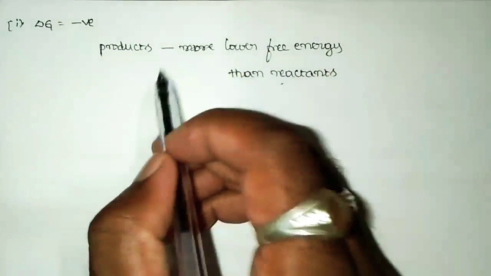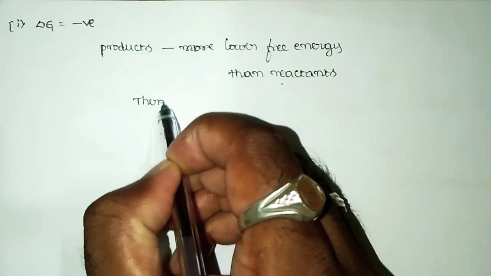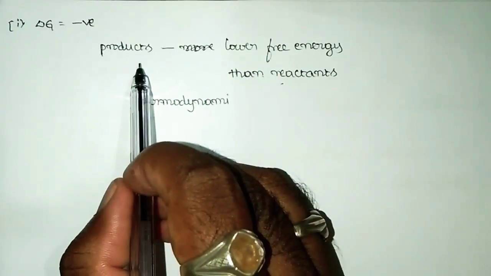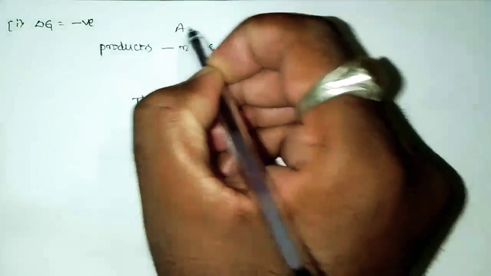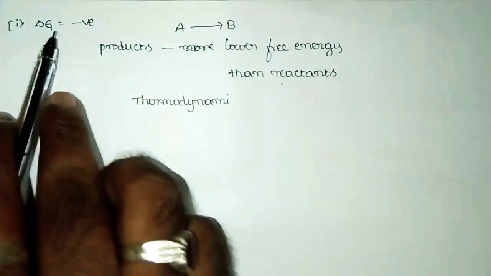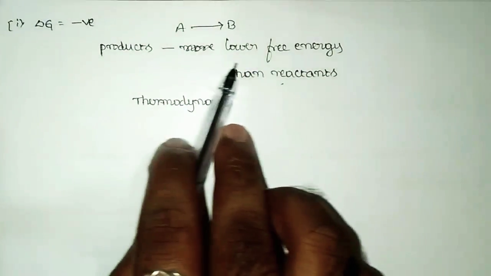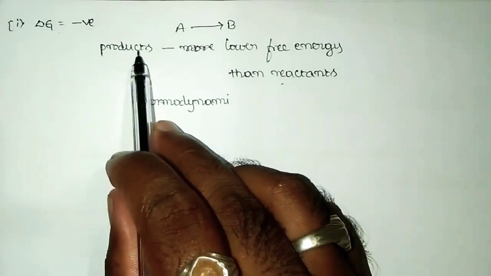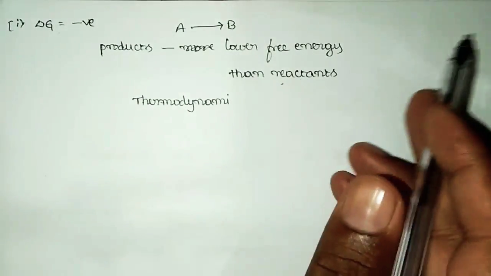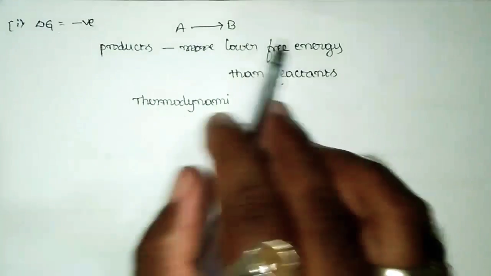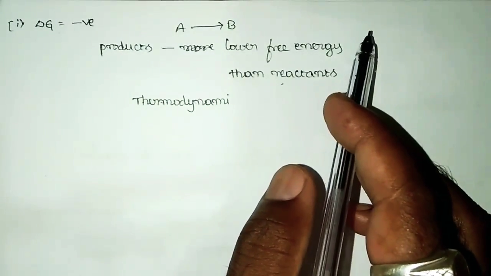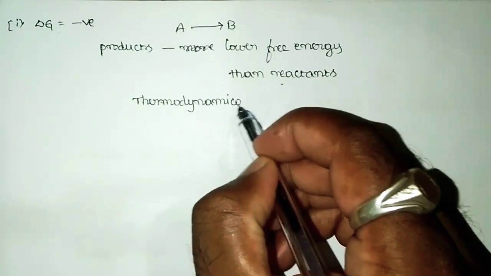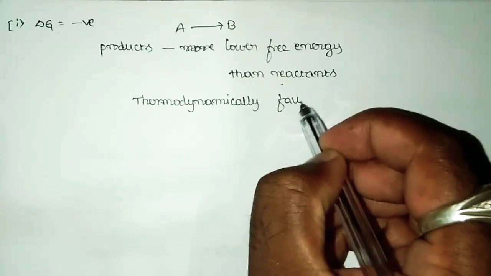In that case, the reaction is thermodynamically more favorable. When the reactants directly convert into products, A gives rise to B. This is the possibility when delta G is negative, because the products have lower free energy compared to the reactants. So reactants have more energy and convert into products, and since products have less energy, they are unable to convert back into reactants. So that is a thermodynamically more favorable reaction.